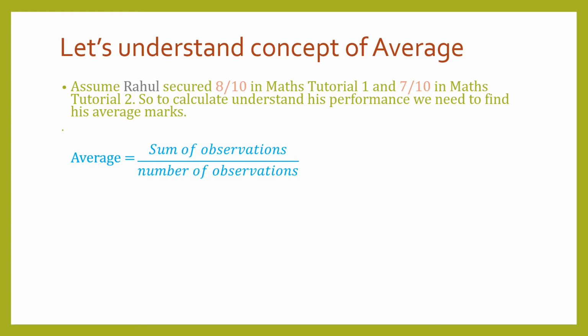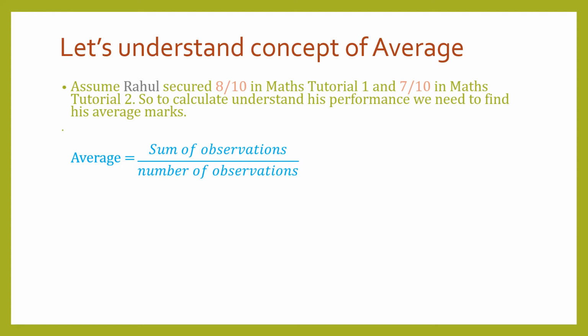Now let's see with the help of an example. The marks secured by Rahul in tutorial 1 is 8. So 8 is our first observation, and in tutorial 2 he secures 7 marks. So 7 is our second observation. And in the denominator we have the number of observations. In this example, as we are considering marks for 2 tutorials, the number of observations will be 2.